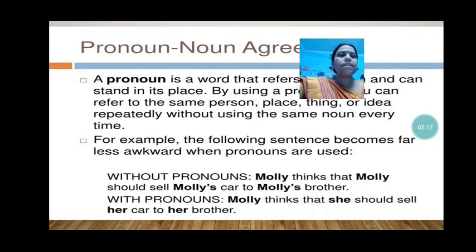Let us see how with pronouns the sentence will look. Molly thinks that she should sell her car to her brother. So here we have used some words instead of Molly, like she and her. Those words are called pronouns. Understood? So the word that is used instead of the noun is called a pronoun.